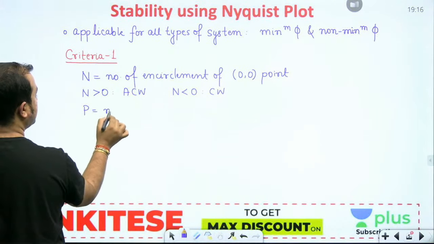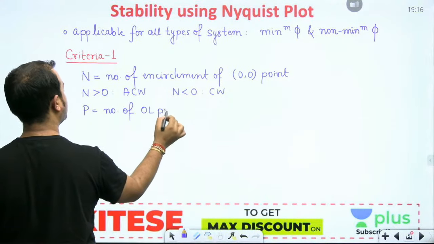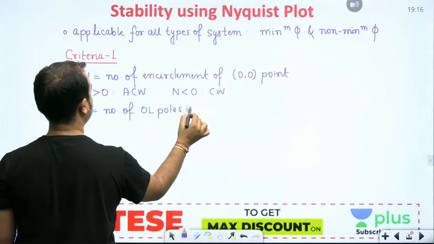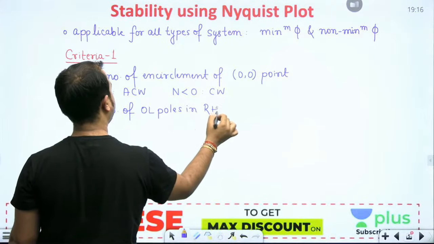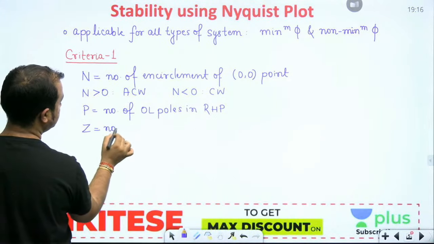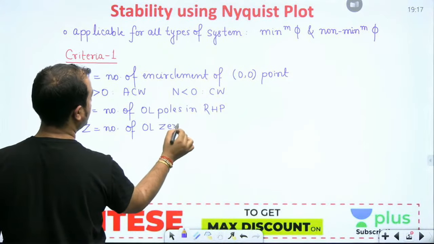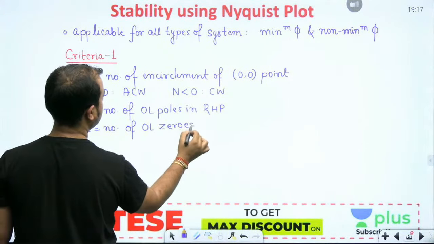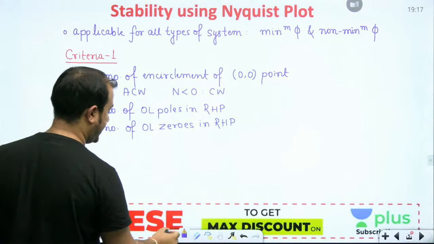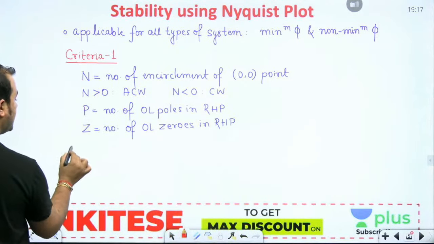P is the number of open loop poles in RHP, and Z is the number of open loop zeros in RHP. Okay.